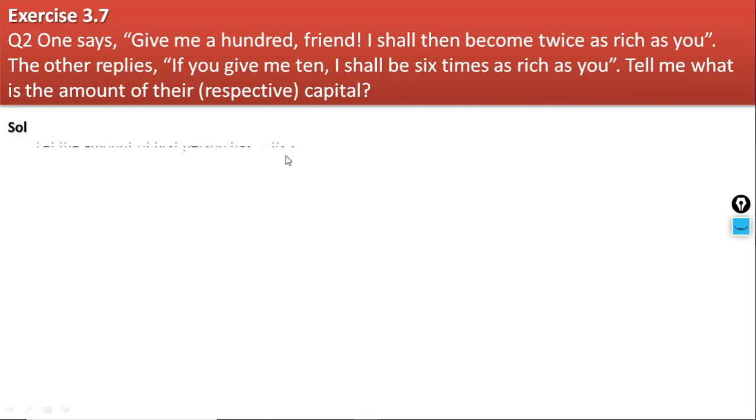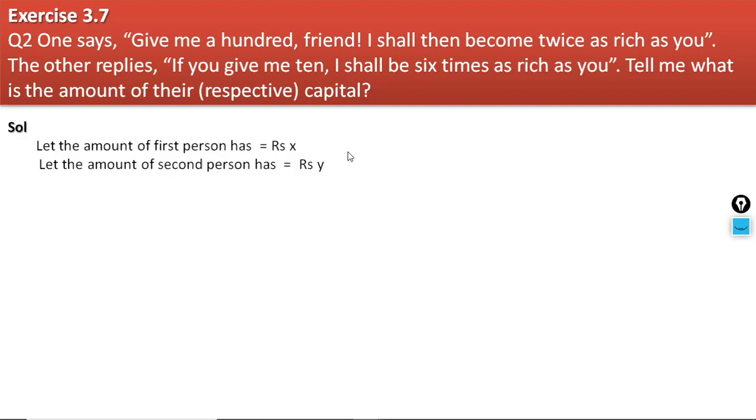So there are two persons. Let the first person have rupees x, the second person have rupees y. Now we have to understand the statement carefully. The first one is saying, give me 100. Give me 100 means 100 rupees is added to the account of the first person, means x + 100. This 100 rupees will be taken from the second person, so it becomes y - 100.